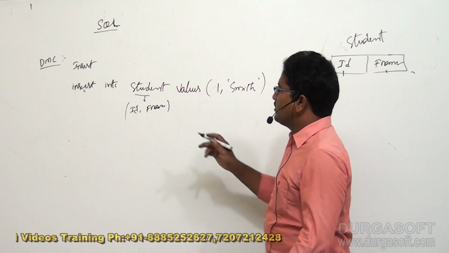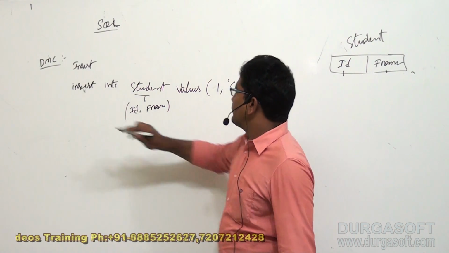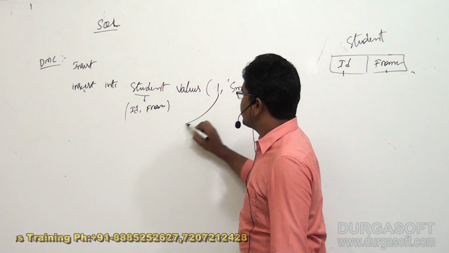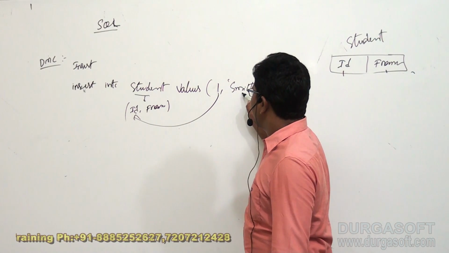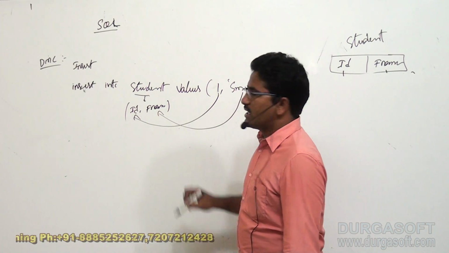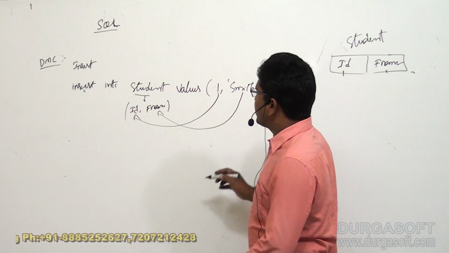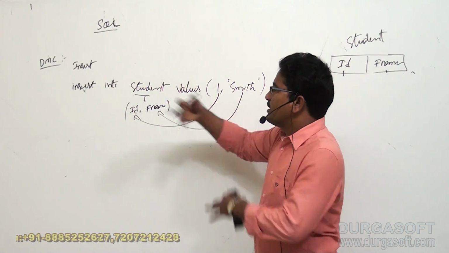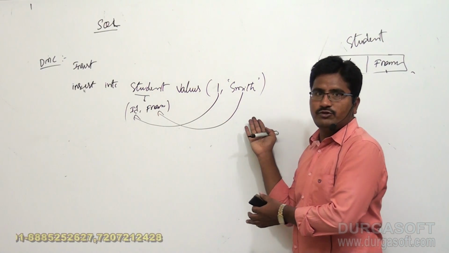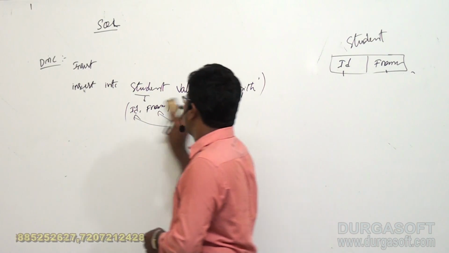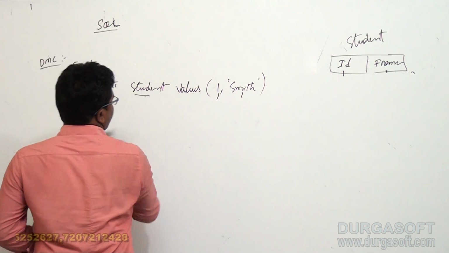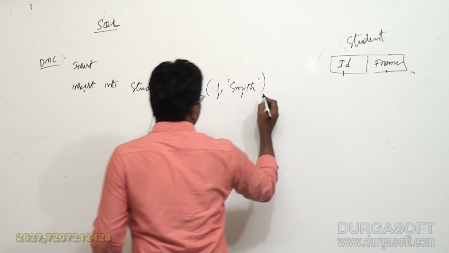Internally it contains two columns, right? So whenever we run the statement, what happens? The first value will go and set for the first column. The second value will go and set for the second column. So whatever columns we have here, that number of values we have to pass here. Okay. So this is the first one.